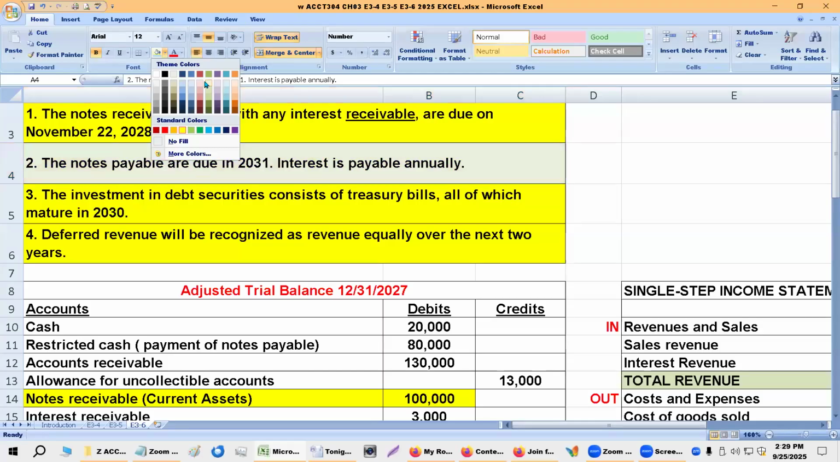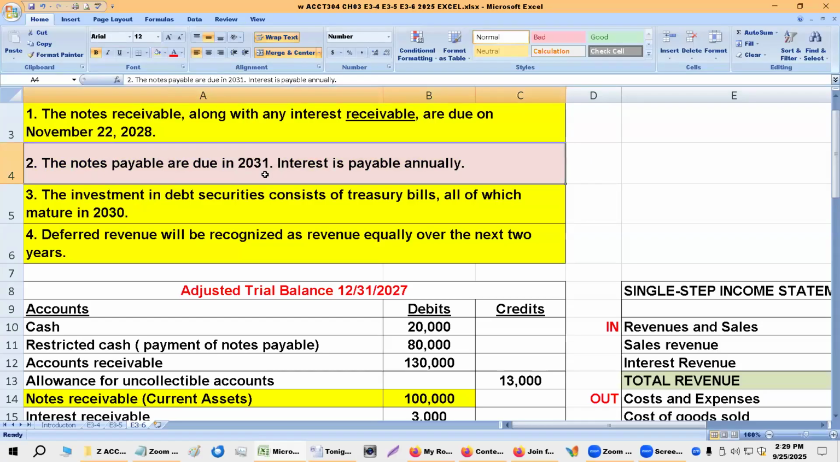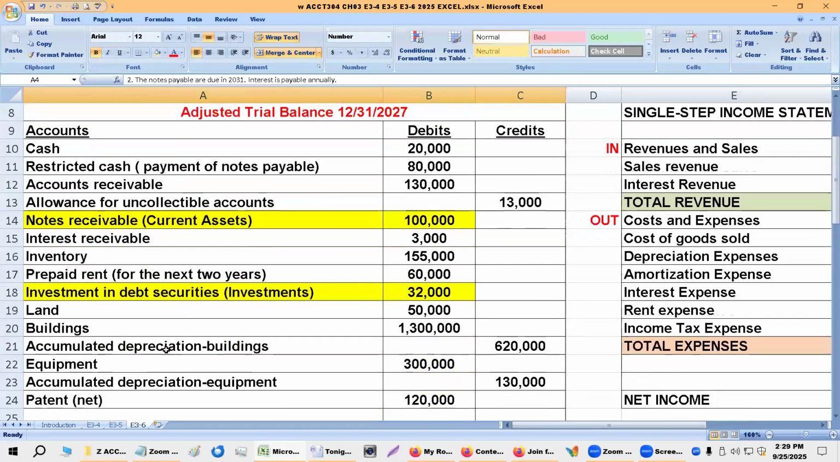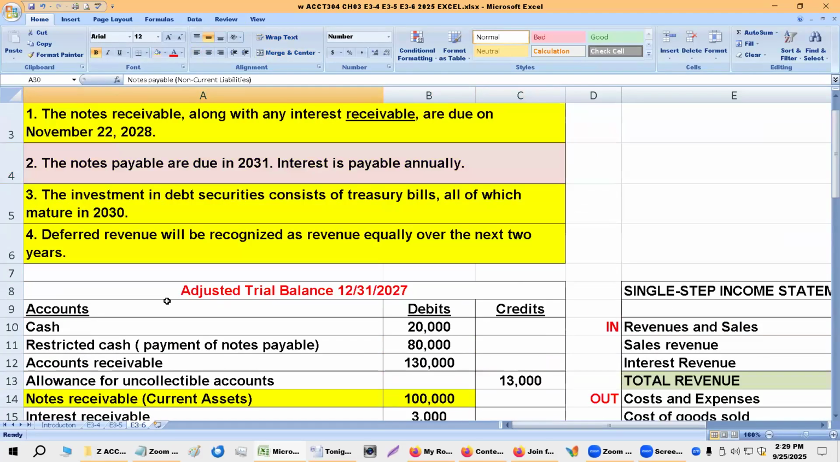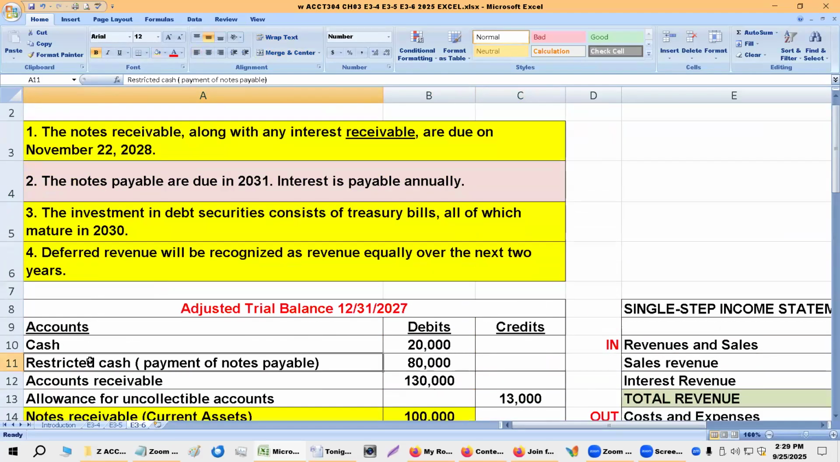Let's make it kind of orange. And I'm going to change it down here to reddish too, just so we know these are all together. Okay, so this restricted cash payment for notes payable, that's for these notes payable.